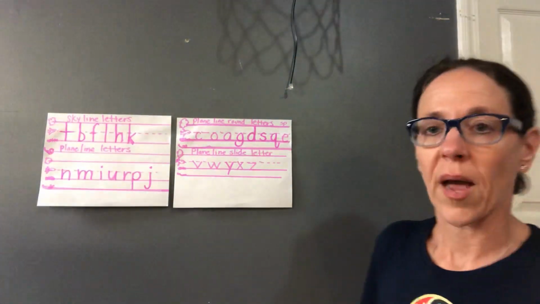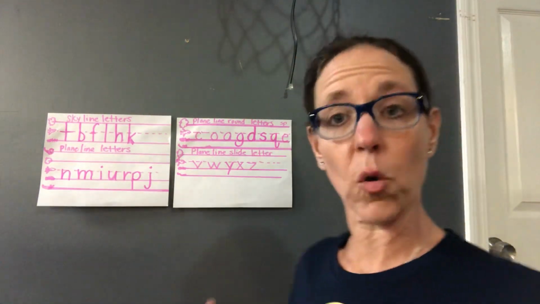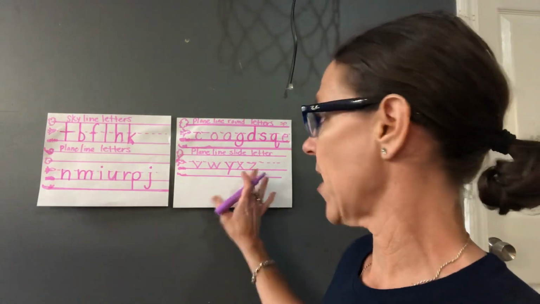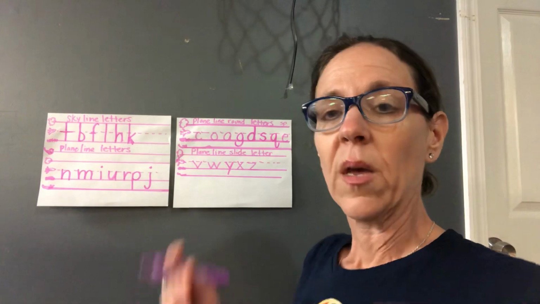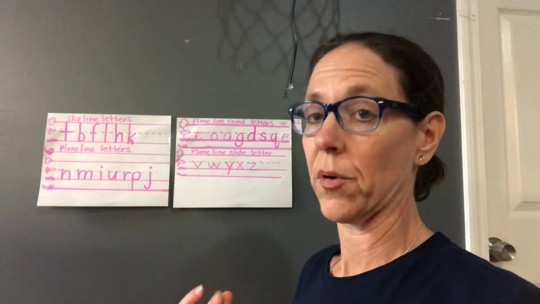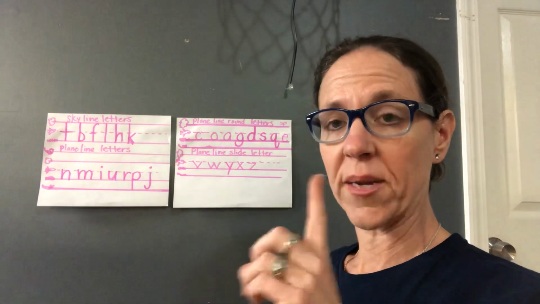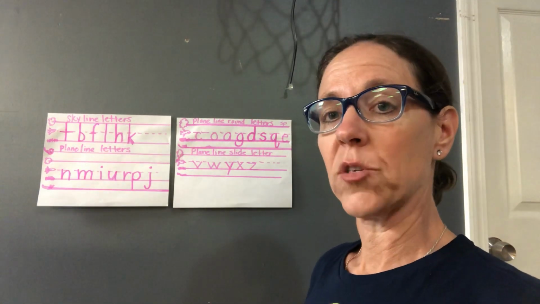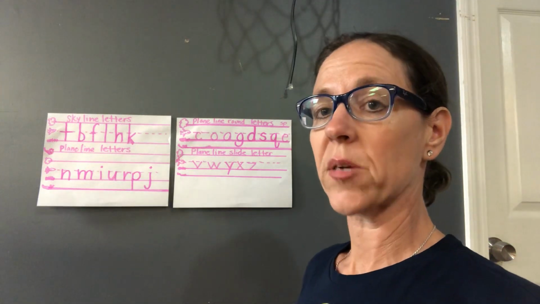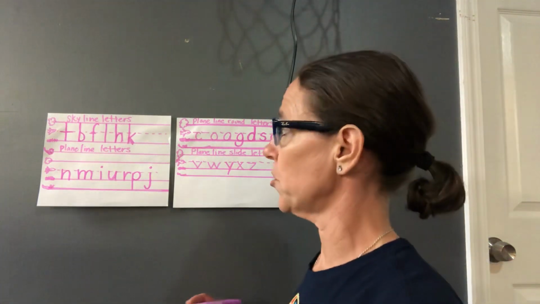Okay? What I'm going to ask you to do is either take out your whiteboard and do this, or take out one of your notebooks that has the lines on it and do it. If you want to take a picture and send it to me, you can. You don't have to. I'm trusting that you do these one time. And I want you to try to use the correct strokes. And this is what you're going to do.